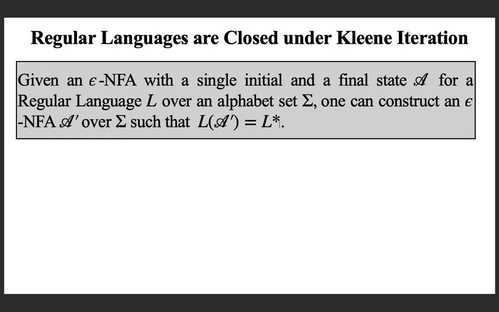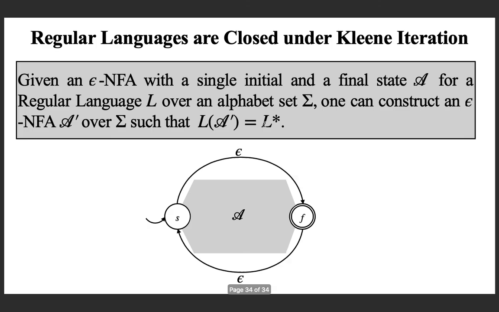So L star, if you recall, is L raised to 0, union L raised to 1, union L raised to 2, etc. So that's what the claim is. Suppose you are given an NFA with epsilon transitions for L, with a single initial state and a single final state. So how will you construct the NFA for L star? We had seen a very similar construction. What you do is you add two epsilon transitions like this.